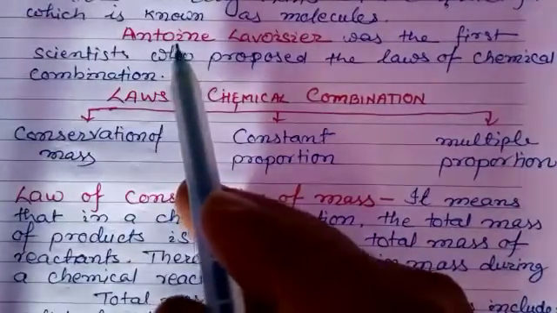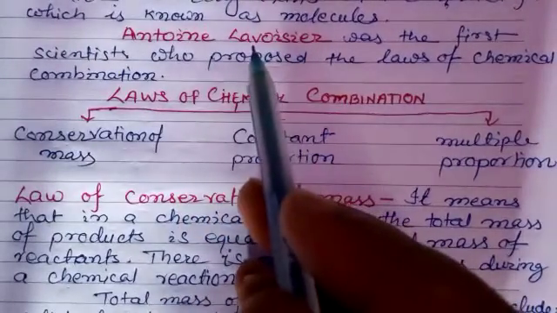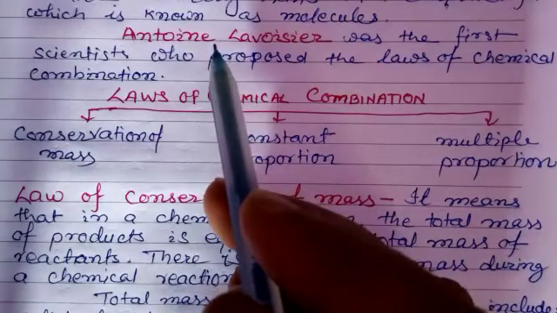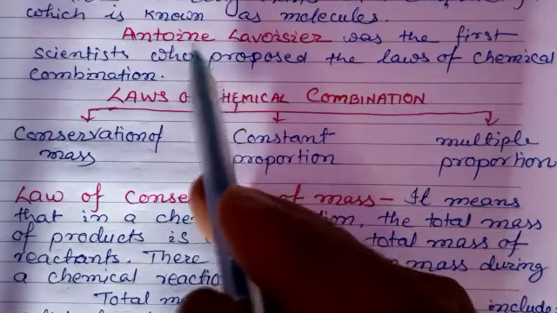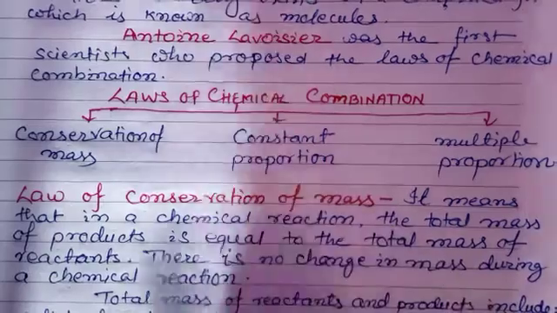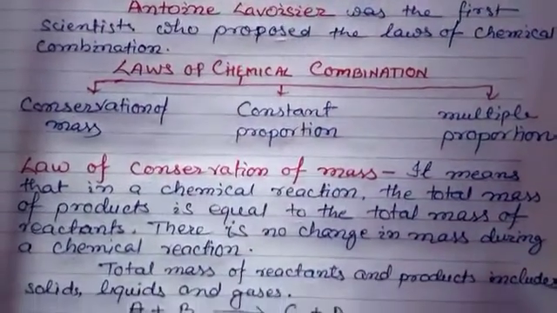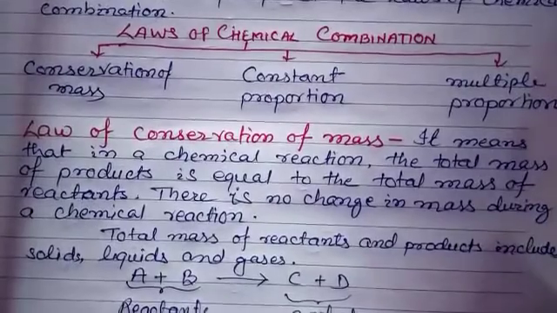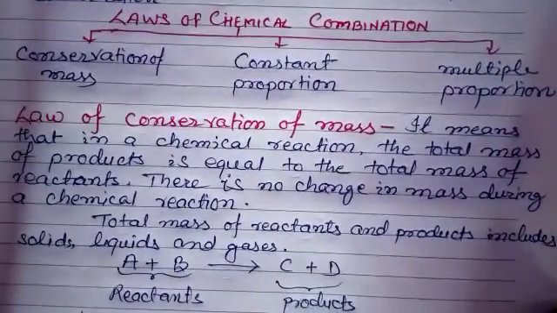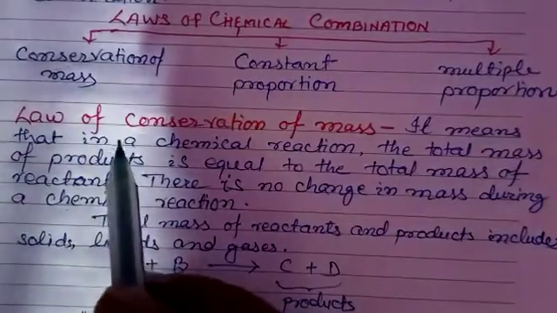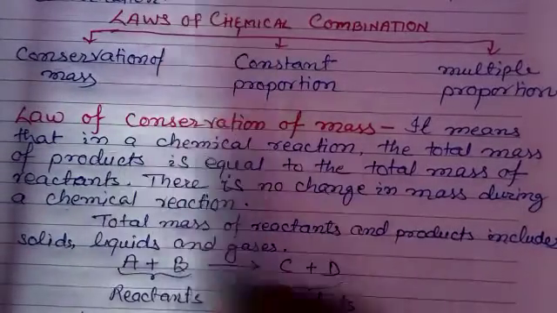So students, Antoine Lavoisier was the first person. He was a French chemist, and he gave this law of conservation of mass in the year 1774, students. Because of his contribution, he is known as the father of chemistry, students.